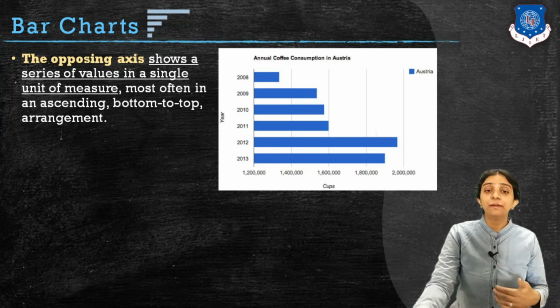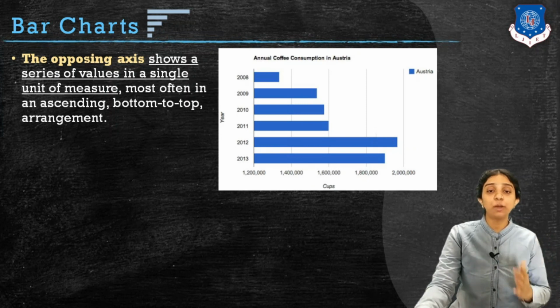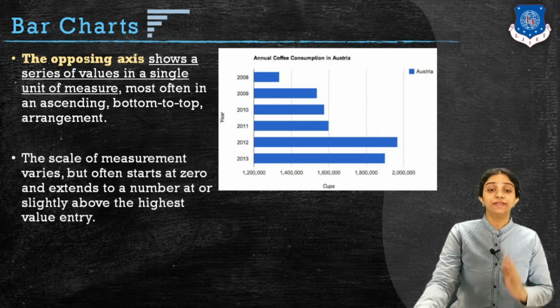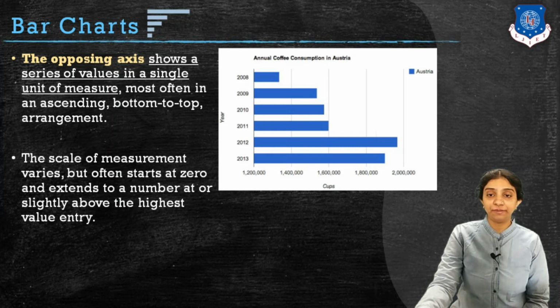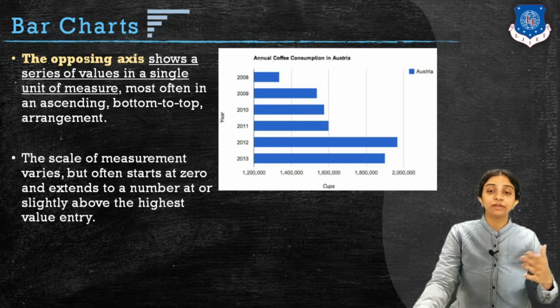All these measurements are often in ascending order from left to right and from top to bottom arrangement. The scale of measurement may vary. In some cases, the scale might start from 0 and go up to some value n. But in some cases, we can directly start from a number like, say, 1,00,000.